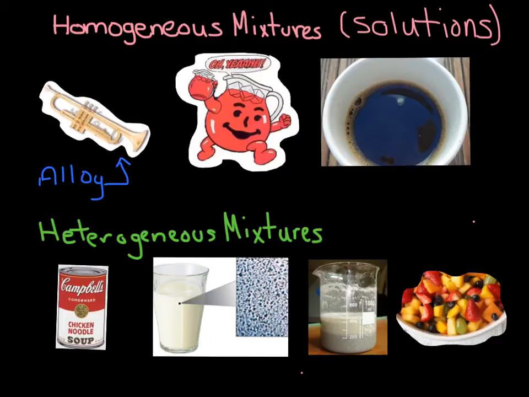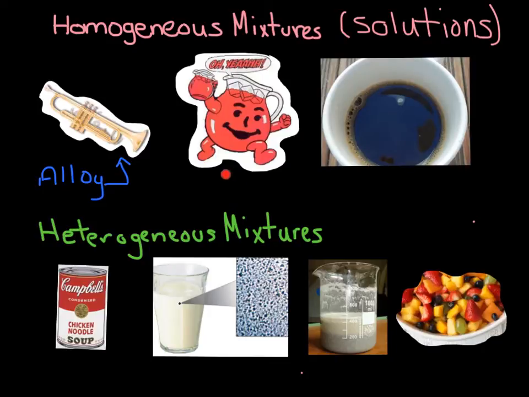On top, we've got 3 examples of homogeneous mixtures, otherwise known as solutions. The first I'd like to show you is our trumpet right here. This is a brass instrument. Brass is a special solution. It's a solution of metals. Zinc and copper have been mixed together to produce what we call brass. We call that an alloy. Alloys are mixtures of metals.